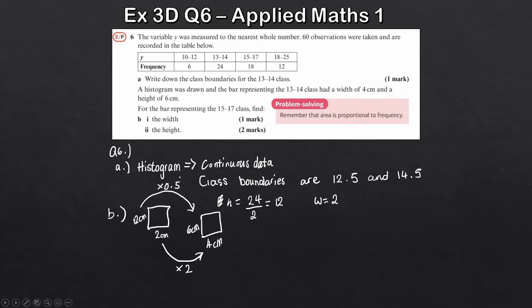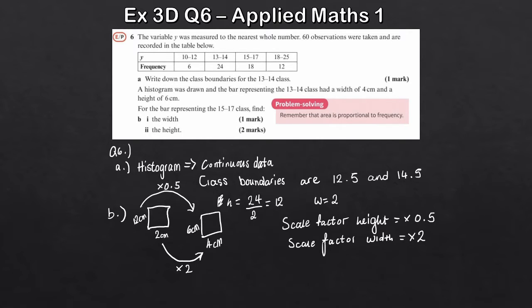Okay, so now what we've got there is the scale factors. So the scale factor for height is timesing it by a half, and then the scale factor for width, so I'm just writing this down so we've got it, that's times by 2. So now that we've got this, all we need to do is the same with the 15-17 class.